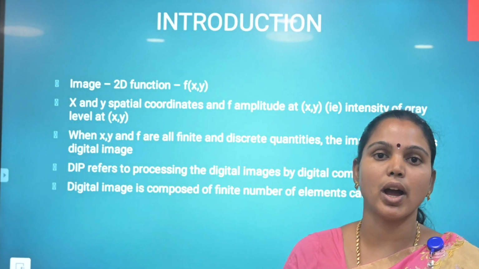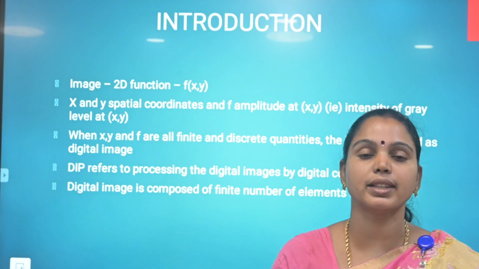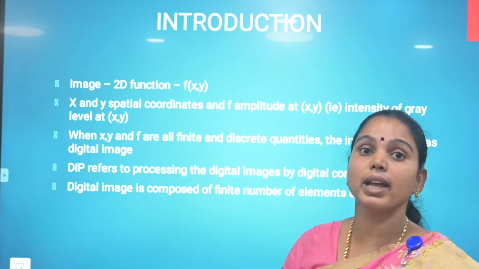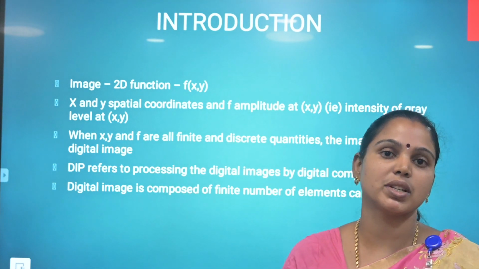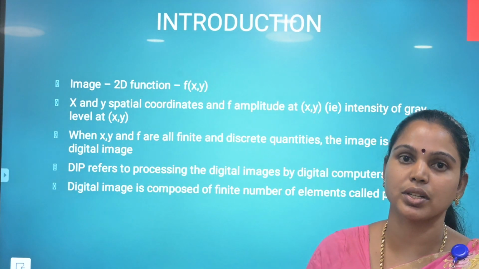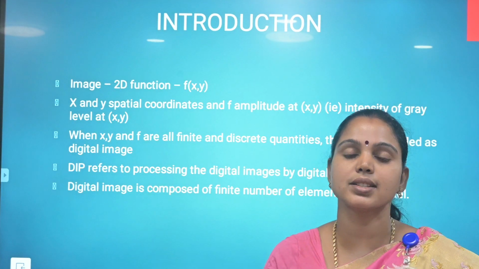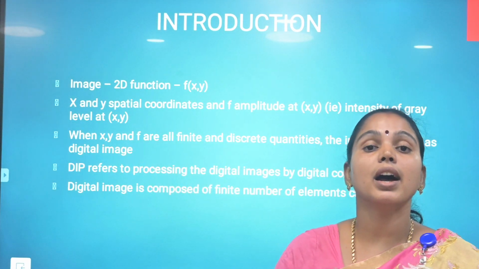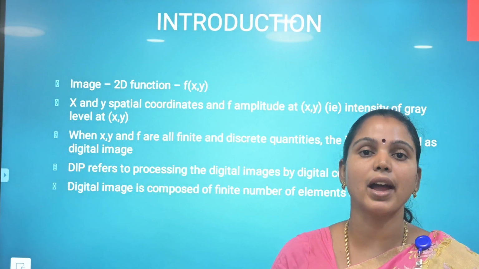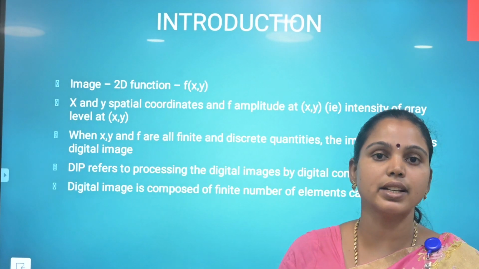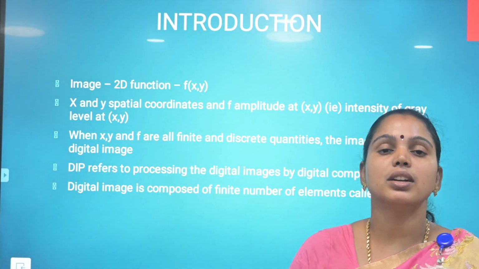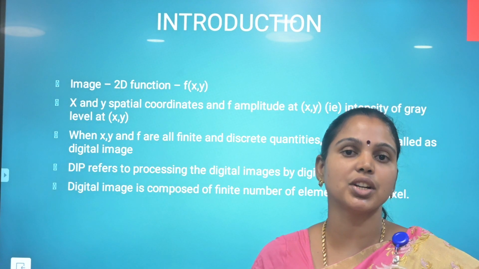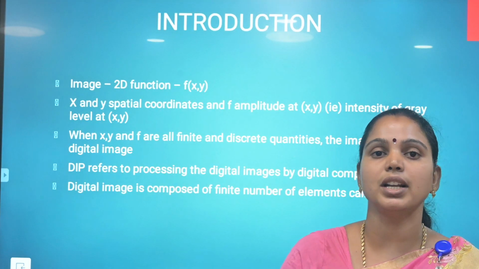At location x comma y, f represents the gray value at that particular location, which means x comma y represent the coordinate value and f represents the gray level at that particular location. So the combination of all the pixels is referred to as the digital image. If x, y and f are finite and discrete quantities, then that is referred to as a digital image. Processing the digital image by using a digital computer is referred to as digital image processing.